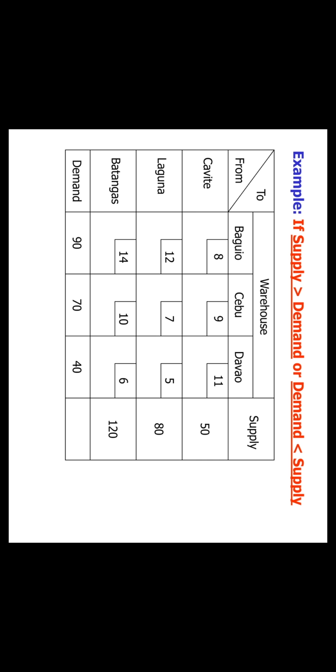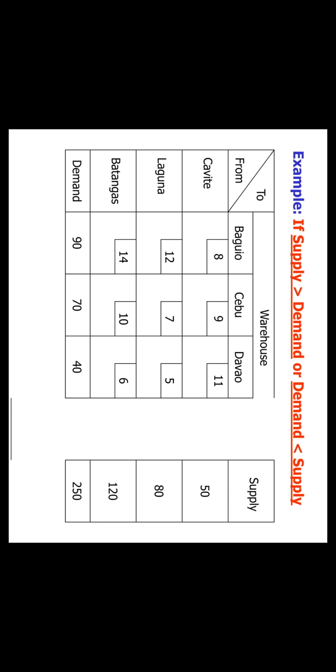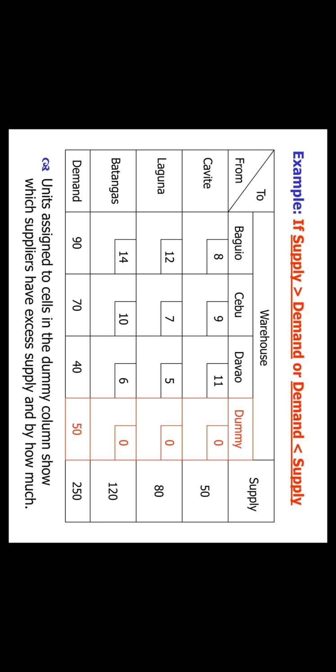And then insert a dummy column wherein the demand of that dummy column would be equal to the excess supply, so that you would end up with total supply being equal to total demand. The costs in the cells of that dummy column would all be equal to 0 because it is just a dummy column. Okay. What's the importance of having a dummy column? Units assigned to cells in the dummy column would show which suppliers have excess supply and by how much.